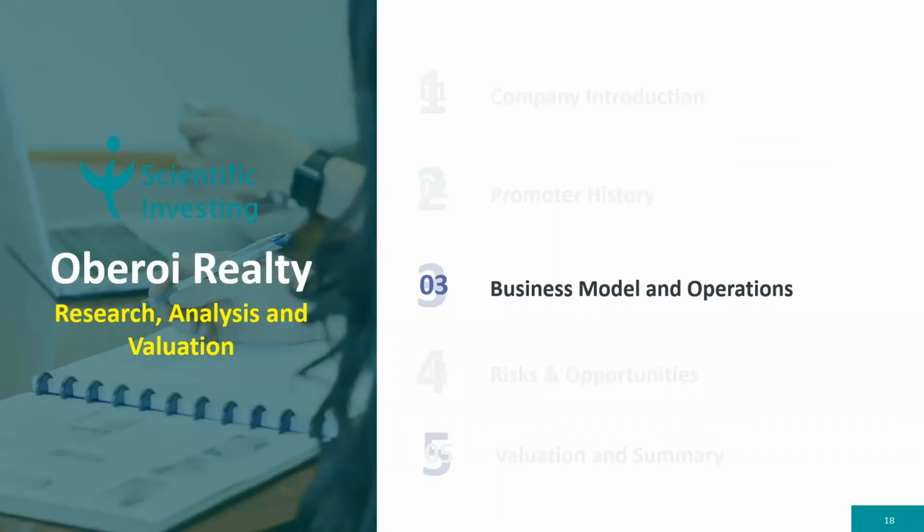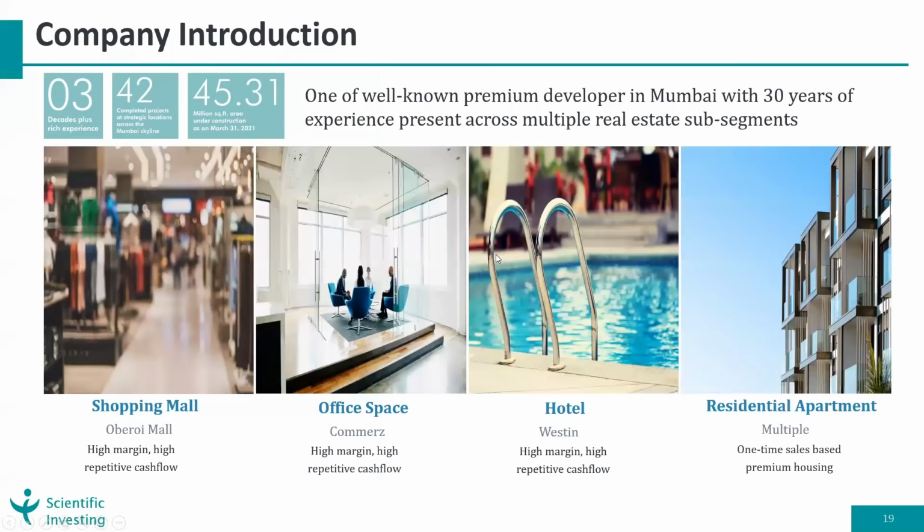So now let us look at the overall business model and the operations in detail. The company has a three-decade history in the Mumbai market. They have finished almost 42 projects, and currently almost 45 million square feet of area is under construction. They have a shopping mall, which is a high margin, high repetitive cash flow business, and we will see these businesses in detail. They have office space, which is again a high margin, high repetitive cash flow business.